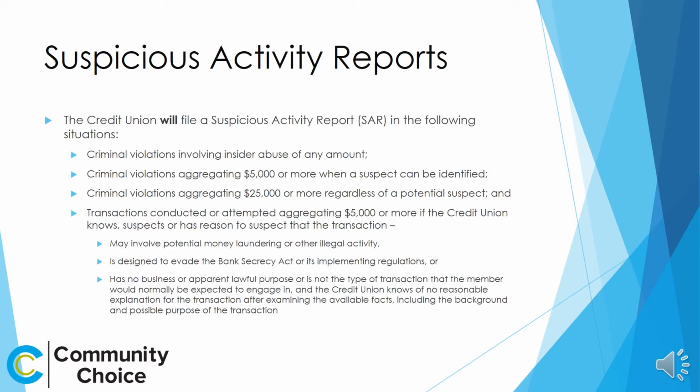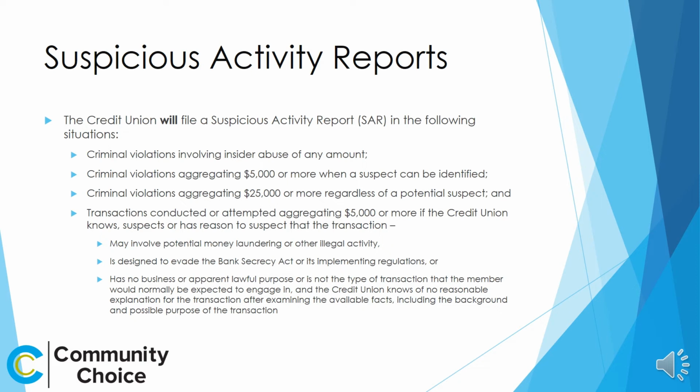The Bank Secrecy Act mandates that the credit union file a suspicious activity report in each of the following situations. Number 1, criminal violations involving insider abuse of any amount. Number 2, criminal violations aggregating $5,000 or more when a suspect can be identified. Number 3, criminal violations aggregating $25,000 or more regardless of a potential suspect.